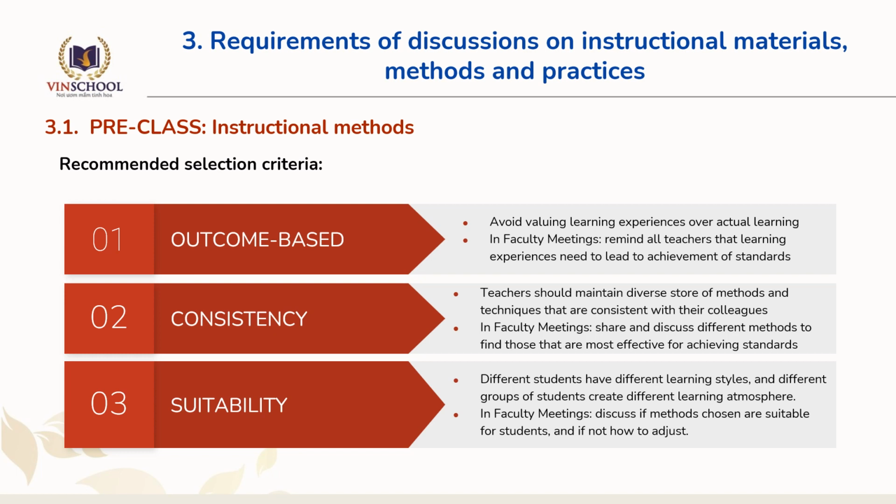Lastly, we also need to make certain that the instructional method we choose is suitable for our particular group of students. Not only does each student have a different learning style and respond differently to teaching activities, each group of students, and more specifically, each class within a school, also collectively create a different learning atmosphere. And a method that works for one group might not necessarily achieve the same level of effectiveness with another. Thus, when discussing methods during faculty meetings, we also have to think about whether or not they are the best one to apply to our particular group of students, and if it isn't, get opinions from our colleagues on how to adjust it.